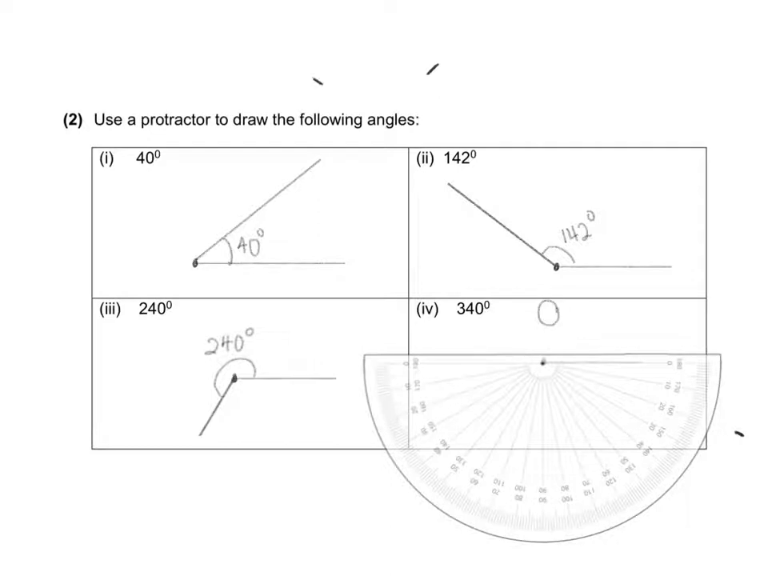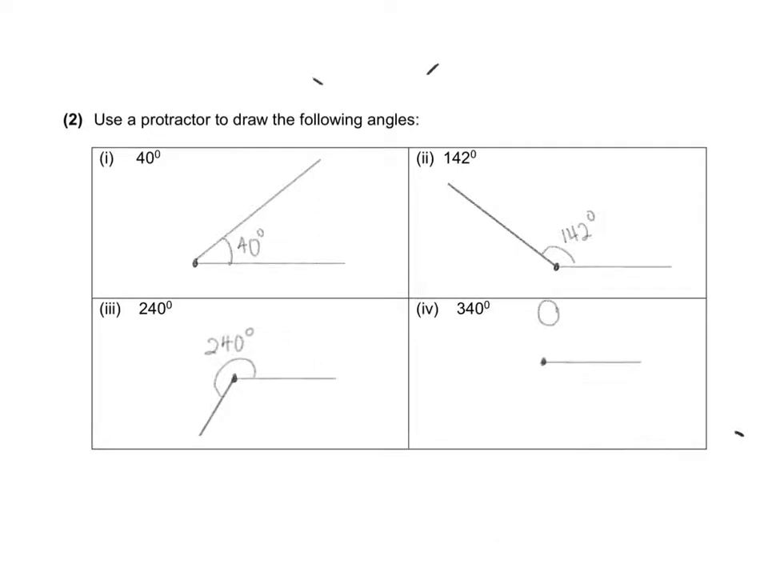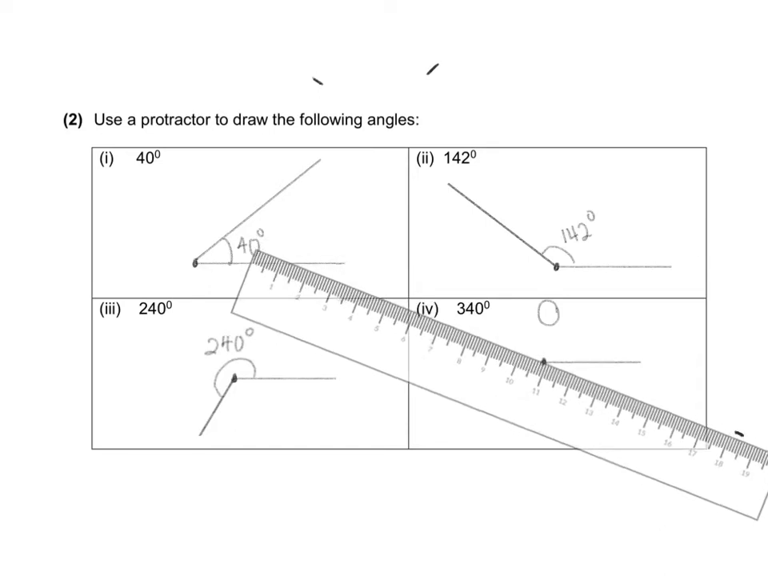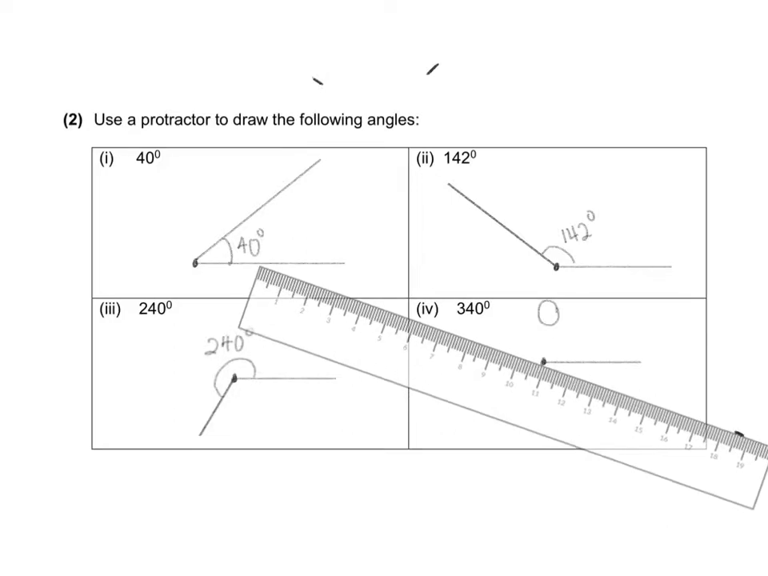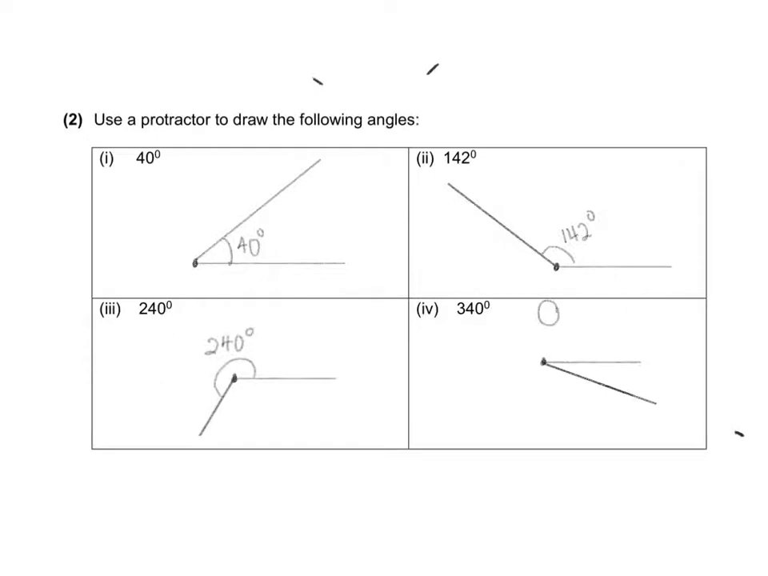Okay, then now I'm going to keep my protractor. And then I'll call upon my ruler, use my ruler to draw the line. Join them together, and I shall draw a straight line to join that point to this center, and this will be 340 degrees. Okay, have you gotten the answer? So now we have completed drawing of angles using our protractor.